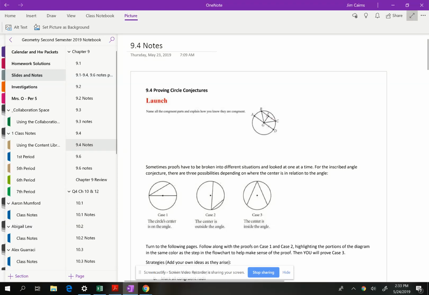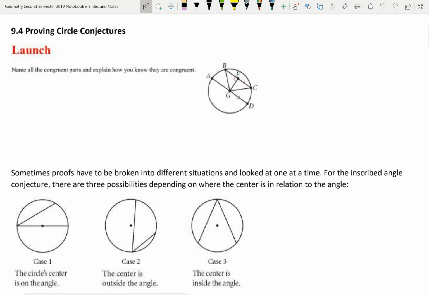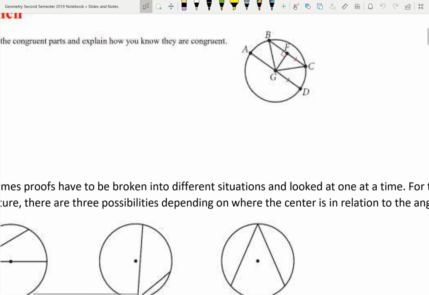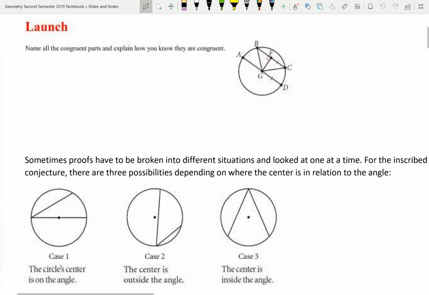Okay, I'm going to go ahead and do the 9.4 lesson on proofs. Start out with the launch. Go ahead and name all the congruent parts of the circle and explain how they're congruent.